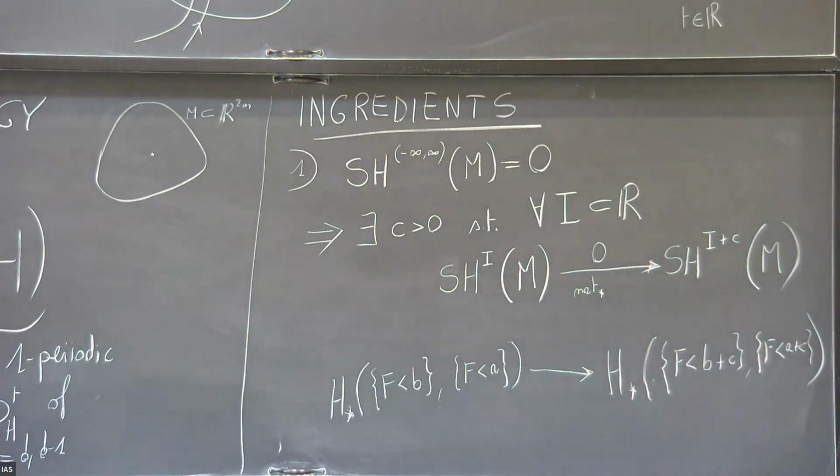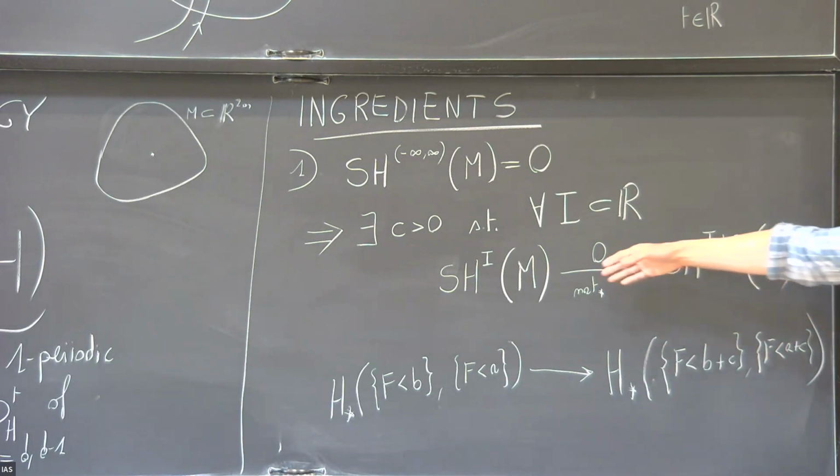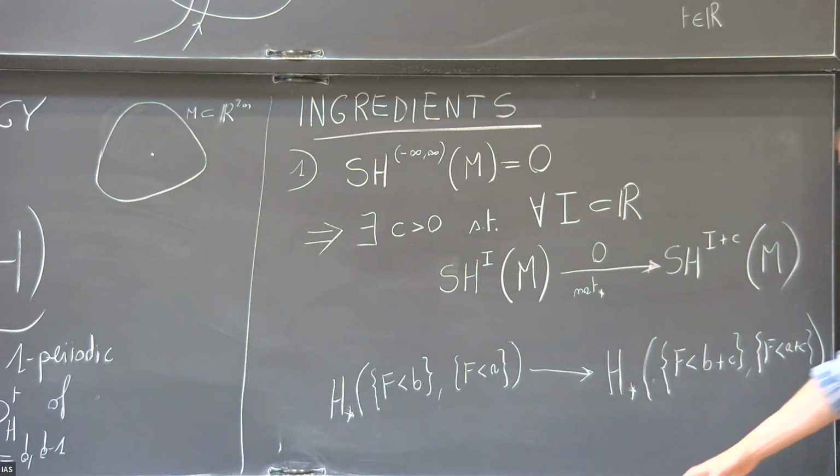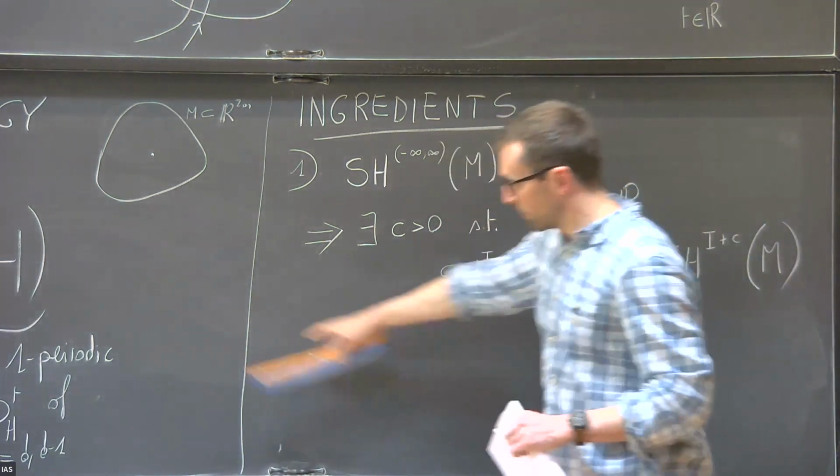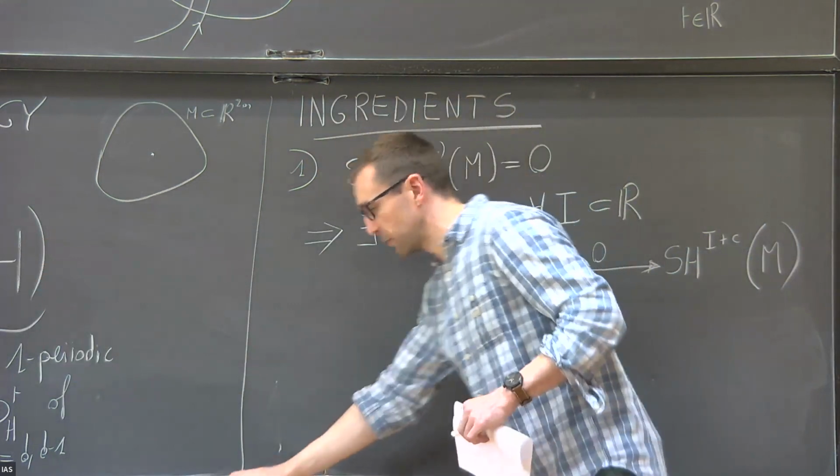So you have a map just by inclusions. You have inclusion on the chain level, which induces a map among topological spaces, a map induced in homology. And this is the symplectic homology equivalent of this. For Floer homology, it's really that.